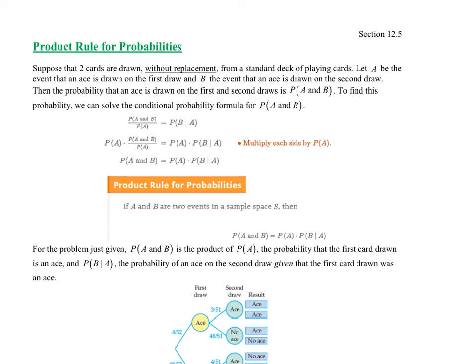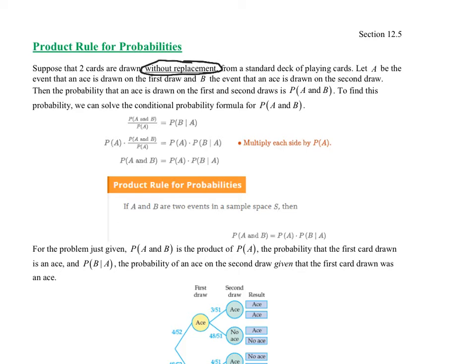Let's move on to the product rule for probabilities. It says, suppose that 2 cards are drawn without replacement. So without replacement means if you're dealt the king of spades for the first card, it is not put back into the deck of cards. So think about now there's one less card in the deck and one less king in the deck, one less spade in the deck, etc.